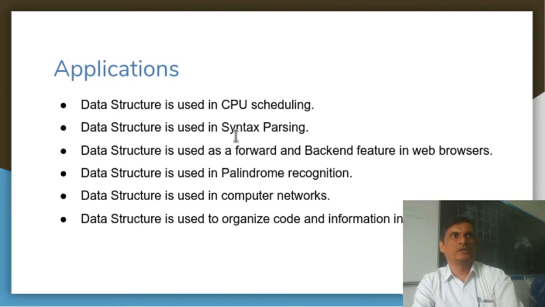Say for example, within your C program, if a semicolon is missed somewhere, the underlying compiler is going to identify that in a particular line, in a particular column, a semicolon is missing. How is it possible? It is purely because of these data structures.